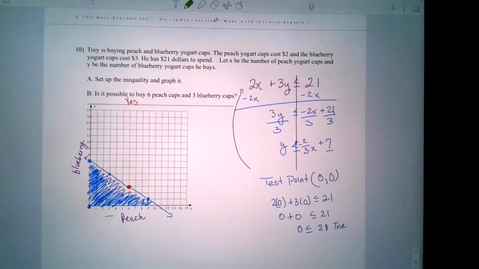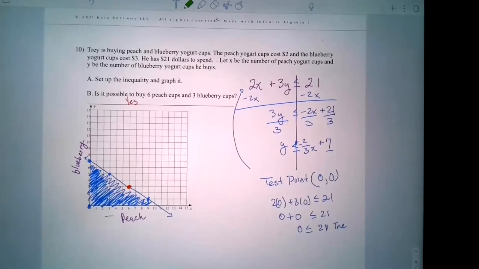Now the question that I pose is: is it possible to buy 6 peach cups and 3 blueberry cups? That was kind of to see if you understood the line in an inequality. Remember, if it's a dashed line, the values on the line are not a solution. But if it's a solid line, the values on the line are a solution.